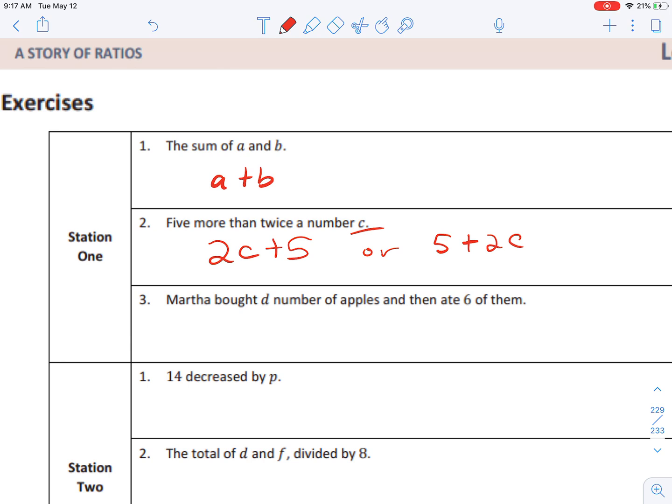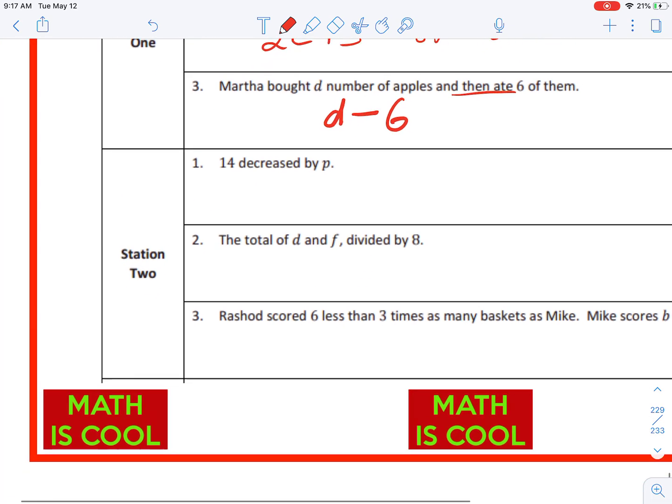Number 3 for station 1 tells us Martha bought D number of apples and then she ate 6 of them. So she bought D number of apples. D is our variable. We don't know how many apples she bought, but we know that she ate 6 of those apples. When you eat something, you take it away, so you're subtracting 6. D minus 6. And that's our answer for number 3. Okay, let's move on to station 2.